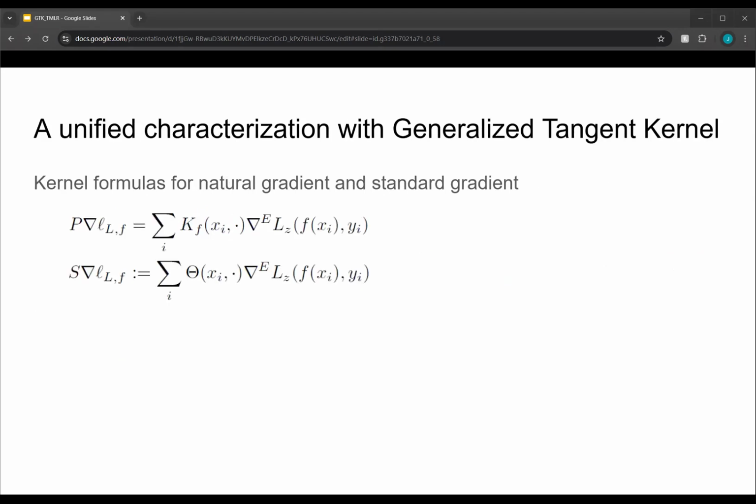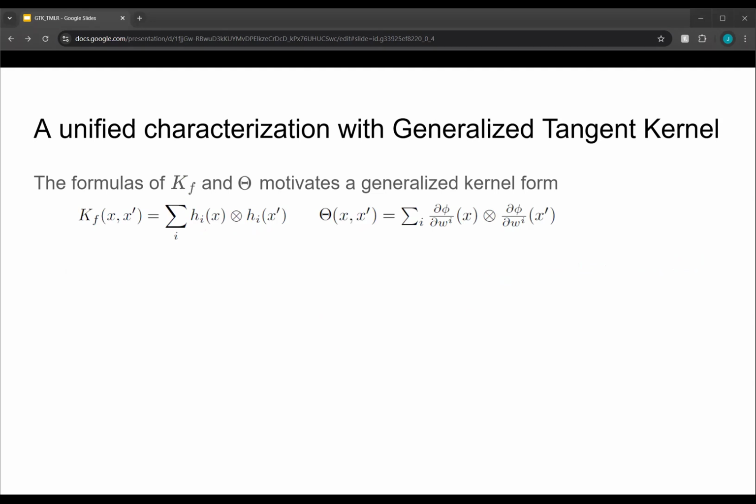Now we have obtained the kernel formulas for both natural gradient and standard gradient. The only difference lies in the kernel. So let's take a closer look at the two kernels. They are of the same form, but with different bases on the tangent space of big phi. That is, the orthonormal basis and the default push-forward basis.